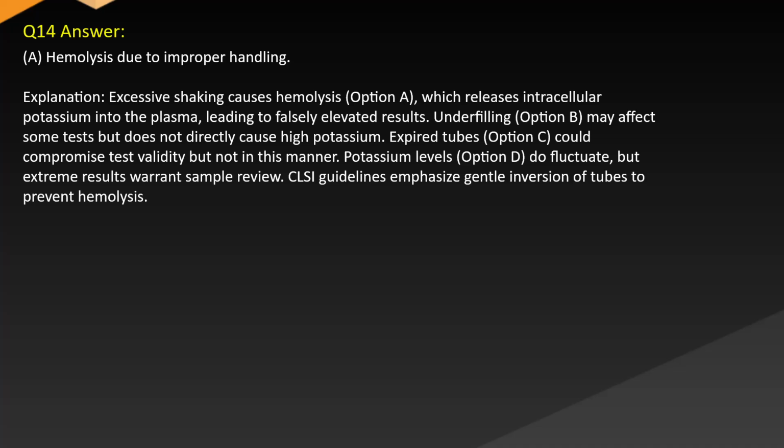Underfilling, option B, may affect some tests but does not directly cause high potassium. Expired tubes, option C, could compromise test validity but not in this manner. Potassium levels, option D, do fluctuate, but extreme results warrant sample review. CLSI guidelines emphasize gentle inversion of tubes to prevent hemolysis.